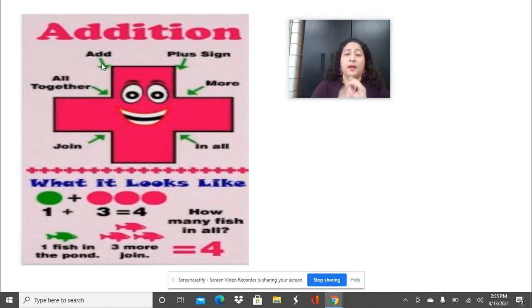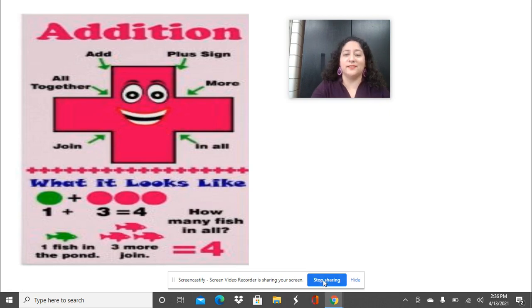Okay. And another one, of course, is the plus sign. Remember, this is the plus sign. That's the name of that sign. And whenever we see that plus sign, it means we're going to add. But today, we're not going to worry so much about the number sentences. We're going to be listening to the word problems in order to be able to add and get an answer. Okay? So let's do a couple activities and then we'll talk about your homework.